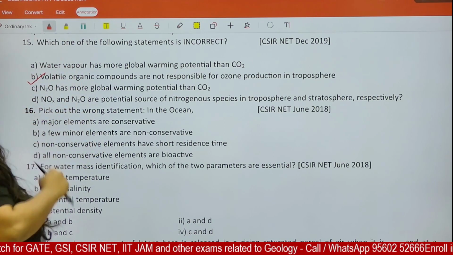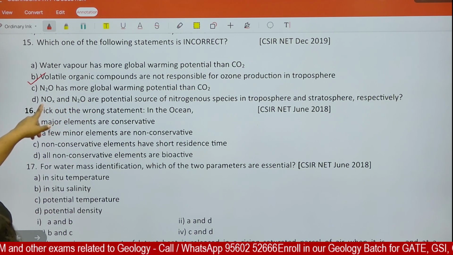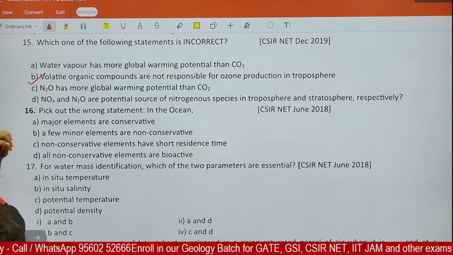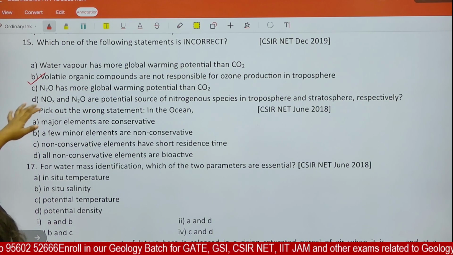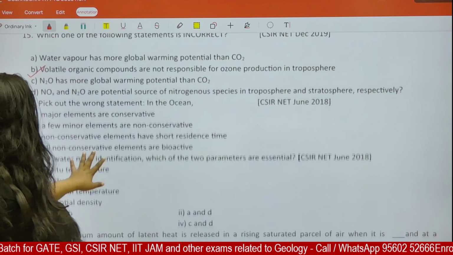This is the answer. N2O has more global warming potential than carbon dioxide. That's true. Nitric oxide and N2O are potential sources of nitrogenous species in the troposphere and stratosphere, respectively. True. So all these statements are correct. Moving on to the next one.